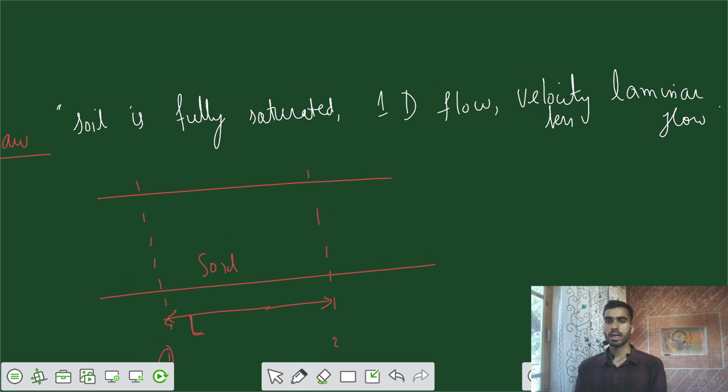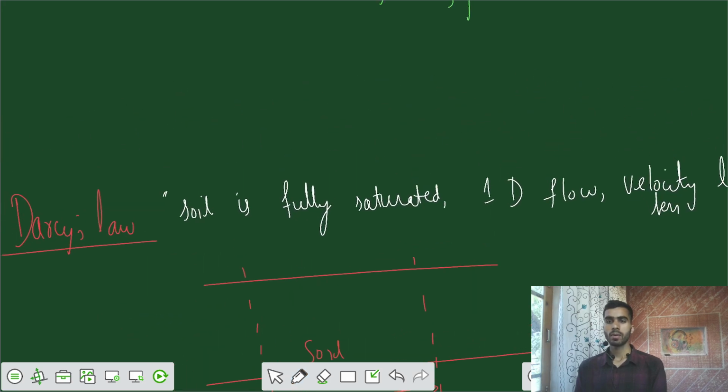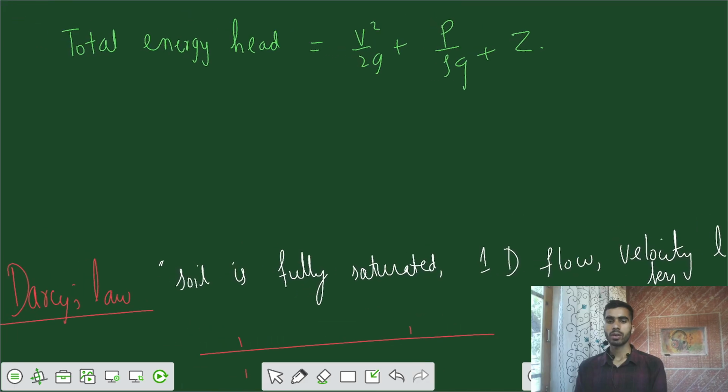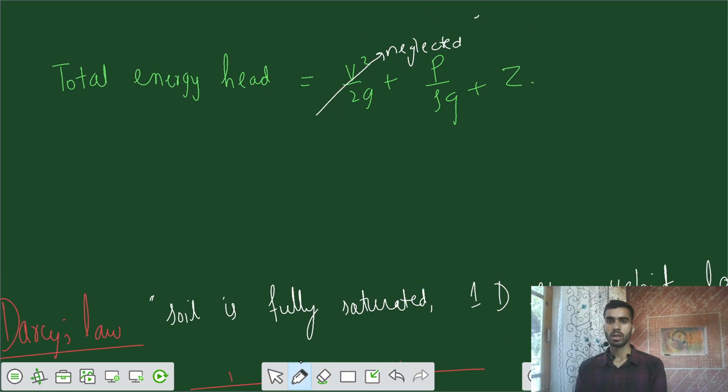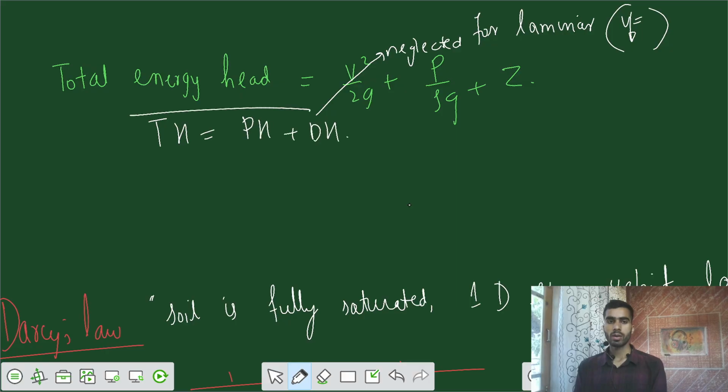If the velocity is less, we assume that velocity is less through the soil, and for that we are going to use laminar conditions. So at that time we say that this velocity head can be neglected for your laminar flow condition. Because velocity is less, we can talk about the total head. Total head is actually the sum of pressure head and datum head now.